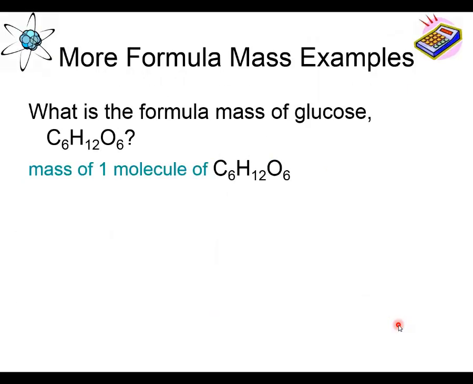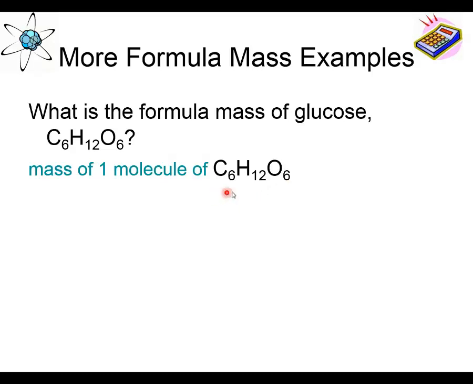Okay, let's try one more. Now you might want to pause the video and try to find this molar mass before I give you the answer for it. This is going to be for glucose, also known as blood sugar. It has a formula C6H12O6. Now, what would be the mass of 1 molecule of glucose, C6H12O6?